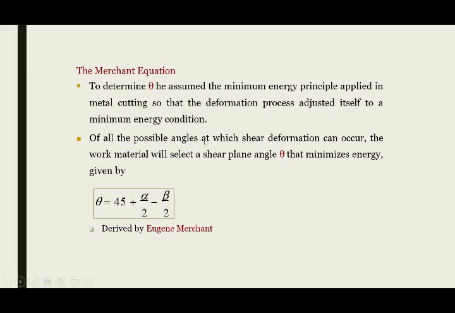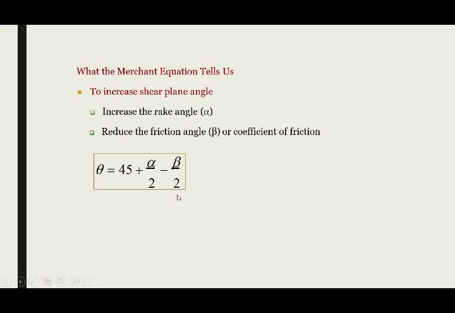Of all the possible angles at which shear deformation can occur, the work material will select a shear plane angle theta that minimizes energy, given by theta equals 45 plus alpha divided by 2 minus beta divided by 2. Here alpha is the rake angle and beta is the friction angle. Okay, to increase shear plane angle, increase the rake angle and reduce the friction angle. This is the proposal put forward by Mr. Eugene Merchant.